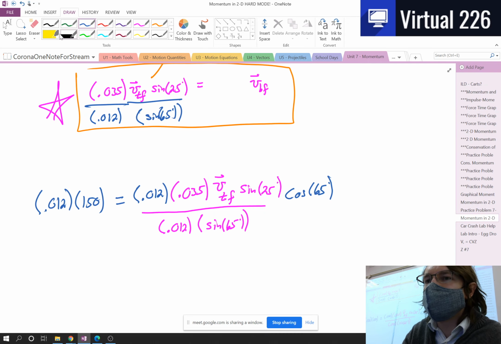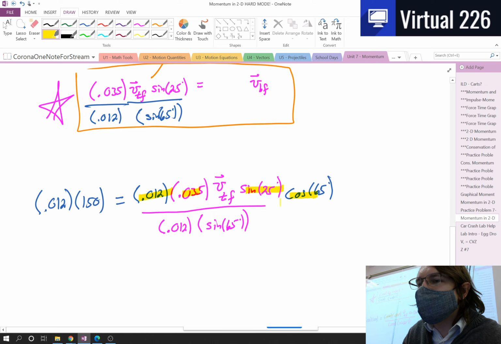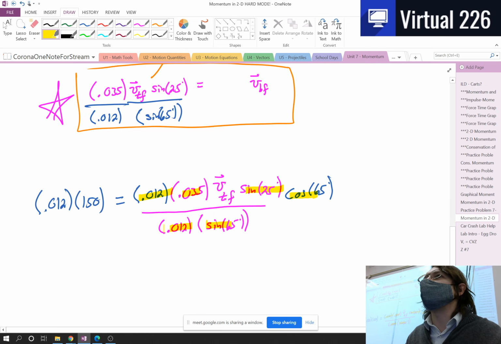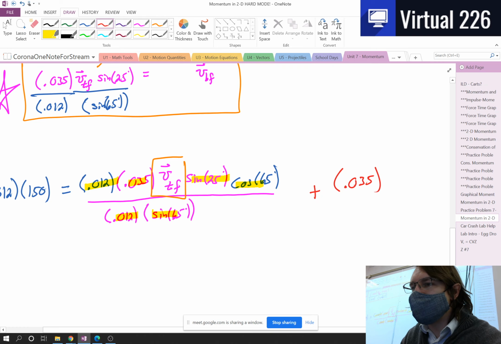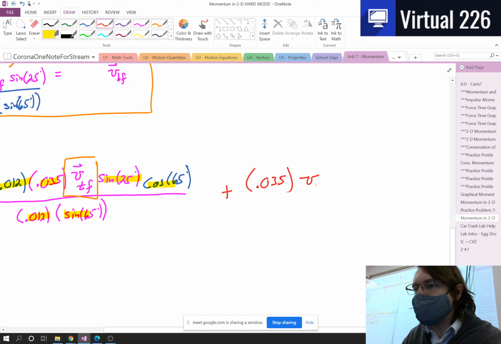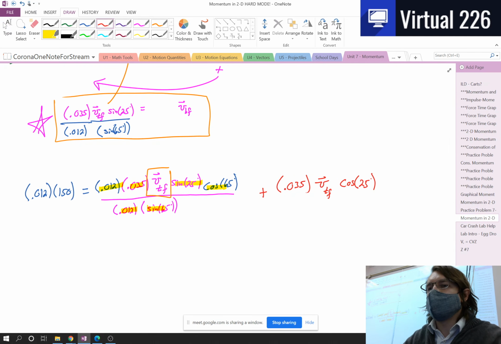But if you look at it, a lot of these things, they're just numbers. They're just numbers that we can multiply and divide. It's just some coefficient in front of the actual variable we care about right here. To continue this, though, we need to add to this the actual tin can's final setup. That's the mass of the tin can, the 0.035, times the velocity final for the tin can, multiplied by the cosine of 25 degrees. So a very, very large equation now.